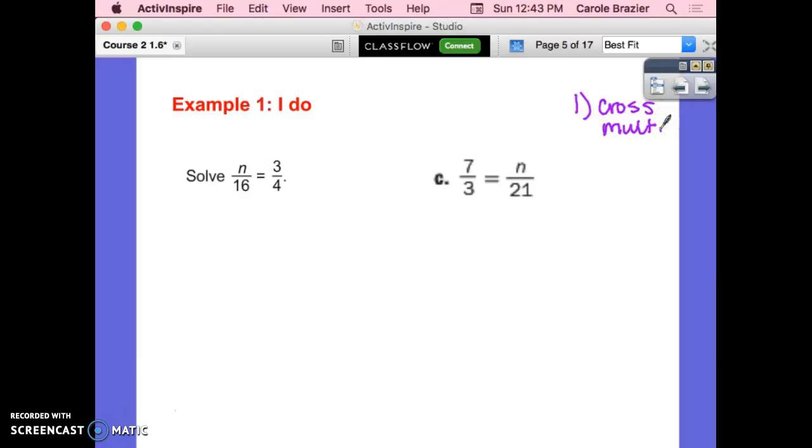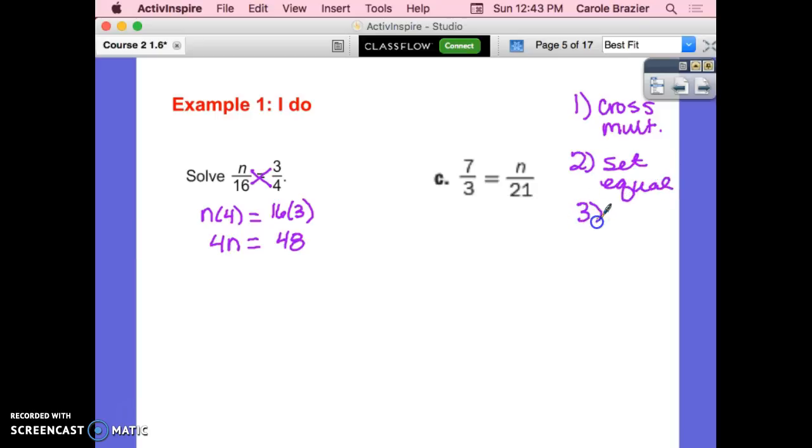Okay, so if I'm looking at this, I'm going to cross multiply 16 times 3 and n times 4. So n times 4 is going to give me 4n, and I know these always have to be equal. And that has to equal 16 times 3. 16 times 3 gives me 48. Then it's a one-step equation that you guys should know how to do. Okay, so step 2 is you're going to set them equal. And then step 3, you're going to solve the equation or solve for the variable. Okay, so if I divide by 4, n equals 12.